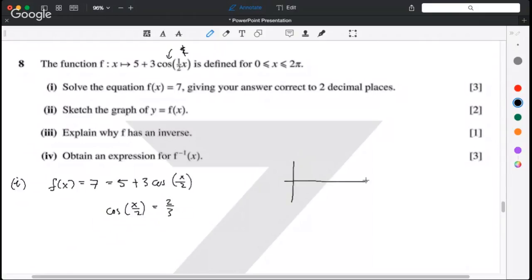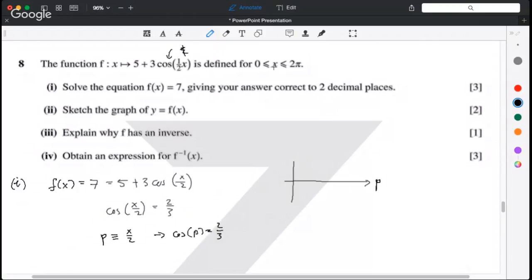I'm going to define p, and that's what the 3 lines mean. It means I'm defining this as x over 2. So we have that the cosine of p is equal to 2/3. Well, imagine that this is p.